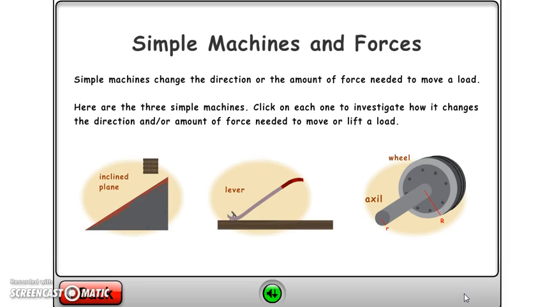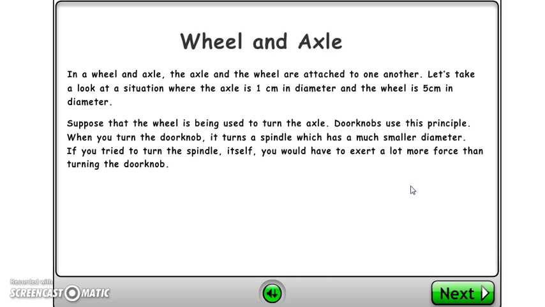What's a simple machine? Well, basically a simple machine changes the direction or the amount of force needed to move a load. Below we have 3 examples of simple machines. Let's do the interactive activity of the wheel and axle simple machine. In a wheel and axle, the axle and the wheel are attached to one another.